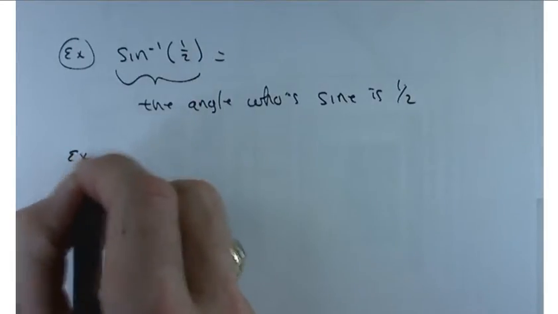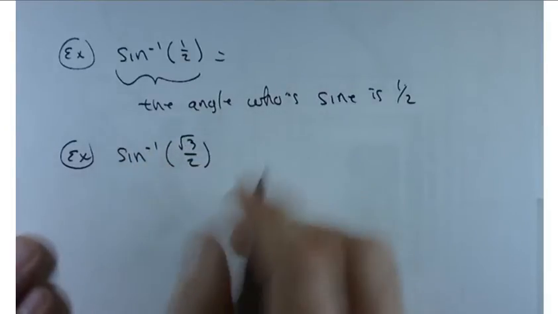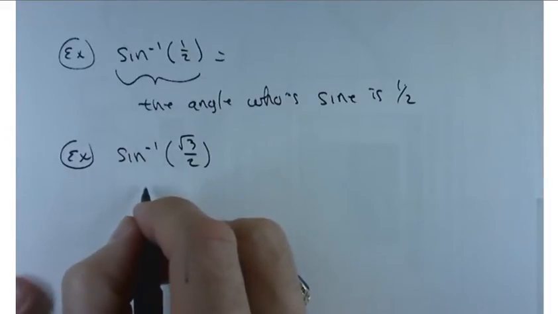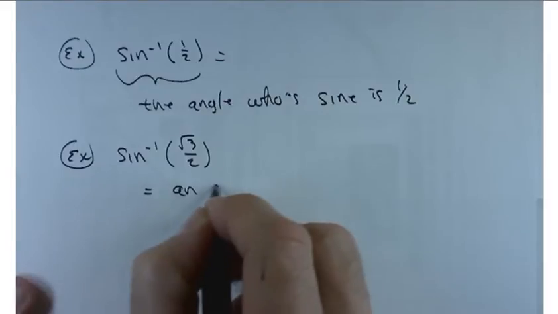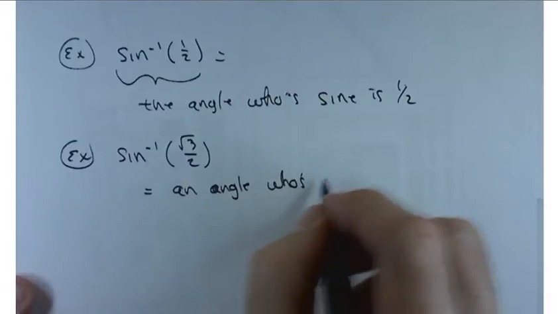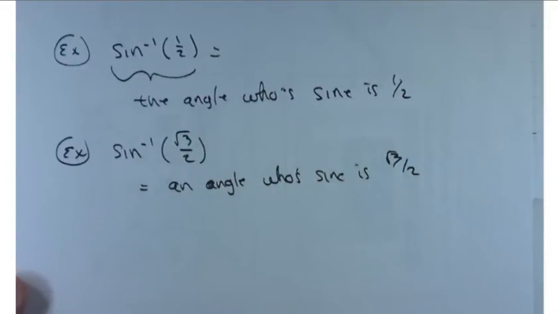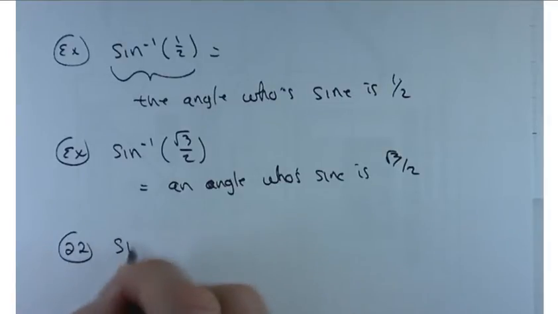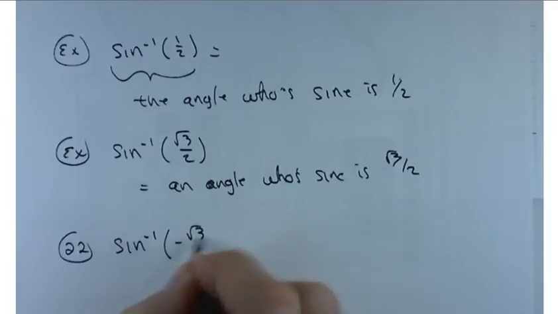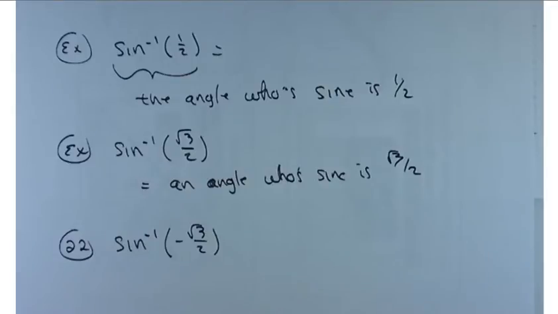For example, let's stick with the inverse sine of square root of 3 over 2. This is going to be an angle whose sine is square root of 3 over 2. And then we can also do problem number 22, sine inverse of negative root 3 over 2. And that's going to be an angle whose sine is negative root 3 over 2. But let's try these one at a time.